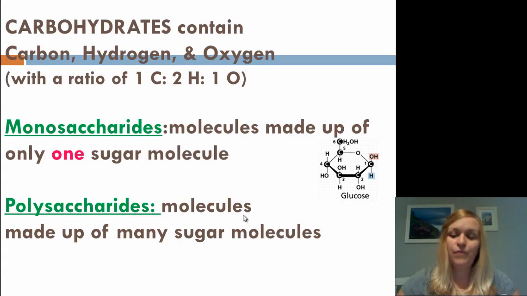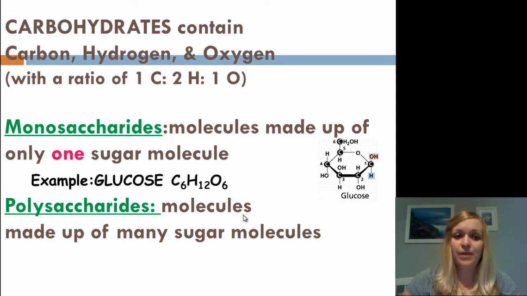If you've ever heard someone talking about simple carbohydrates and complex carbohydrates, this is actually what they're talking about: monosaccharides and polysaccharides. Simple carbohydrates are simple sugars or monosaccharides. These are ones that we can use very quickly for energy. Complex carbohydrates provide a lot more for our bodies, but they take a little bit longer to break down.